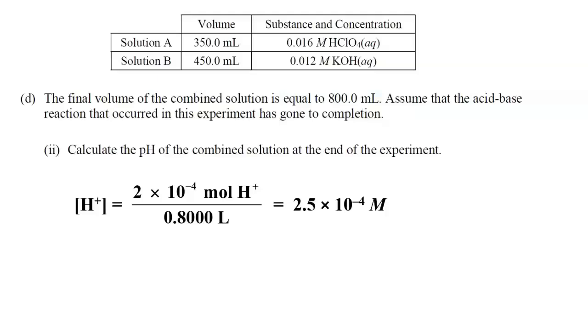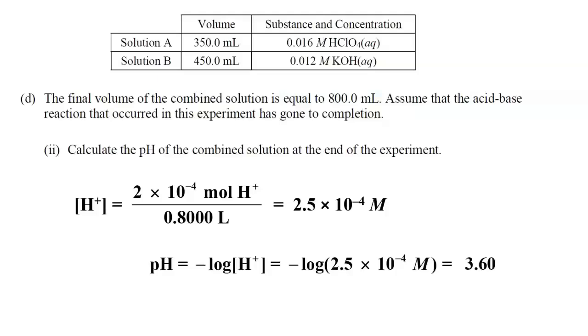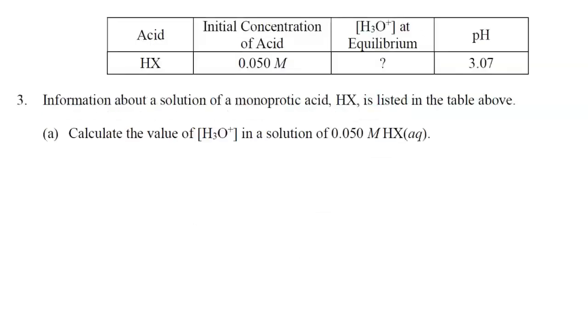So the negative log of 2.5 times 10 to the negative 4 moles per liter gives us our pH, which is 3.60. Now, that's the end of question 2. Let's move on to question 3.